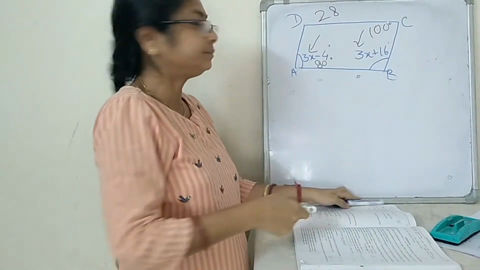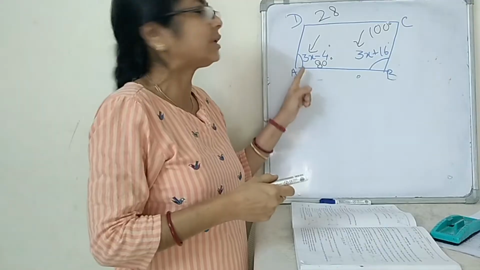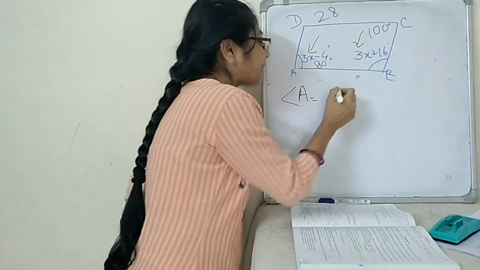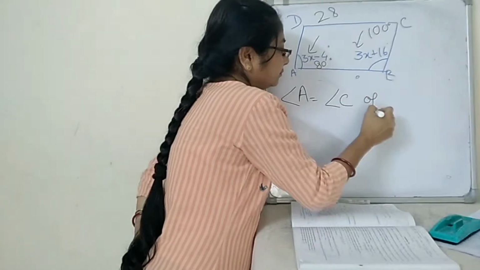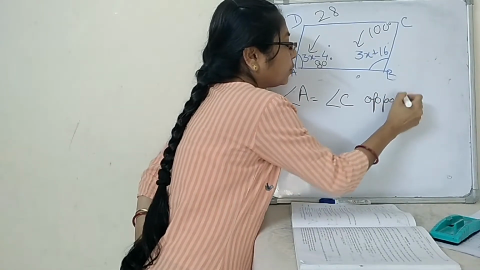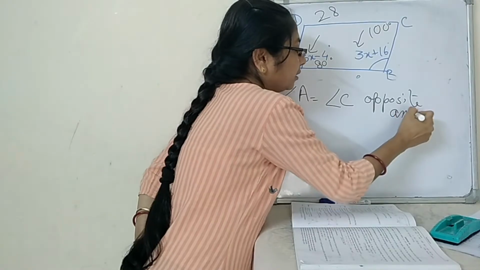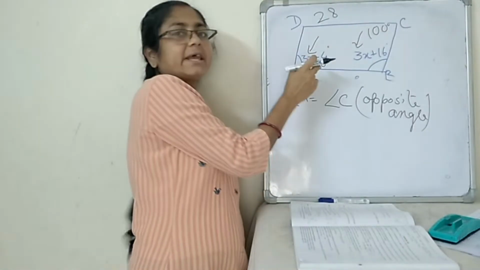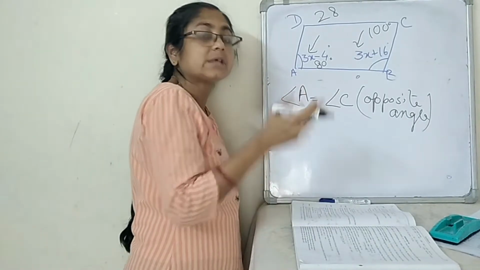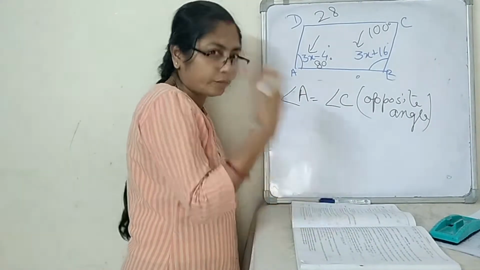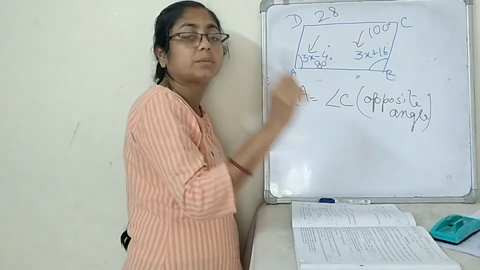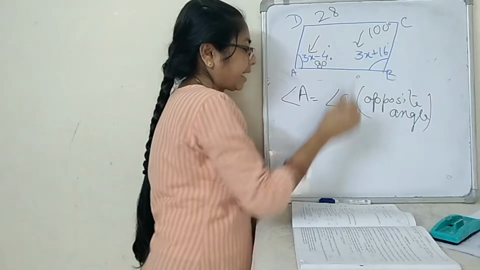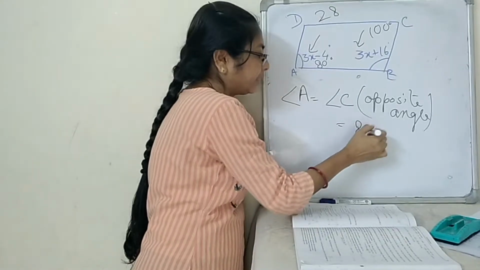Can you tell me? Angle A, what is the opposite angle? Angle A's opposite angle is angle C. It is the opposite angle. Clear? If it is 80 degrees, then what is the value of the opposite angle? It is obviously 80 degrees because it is one of the properties of the parallelogram. So angle C is also 80 degrees.